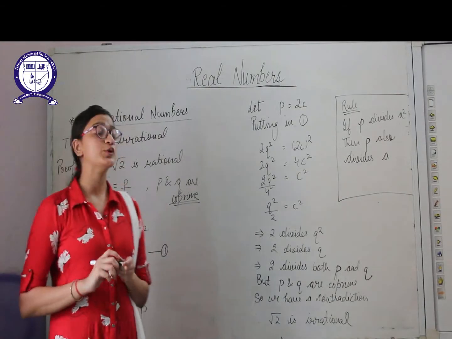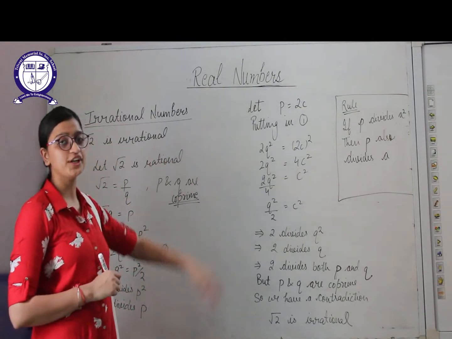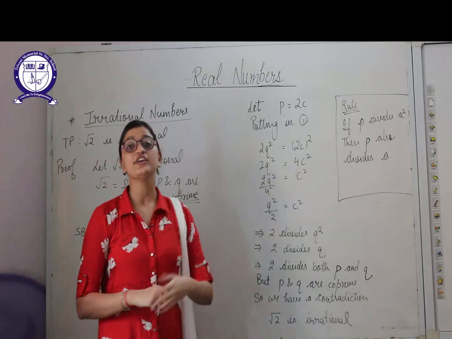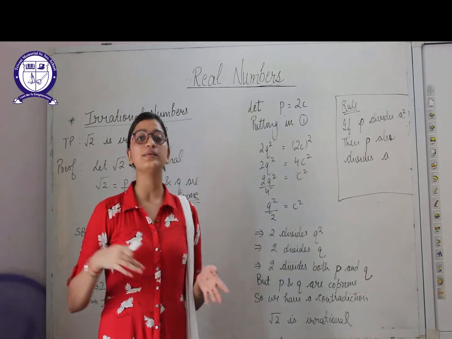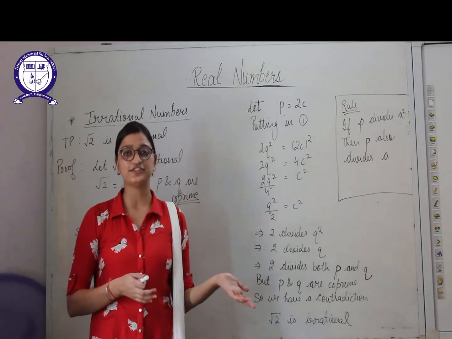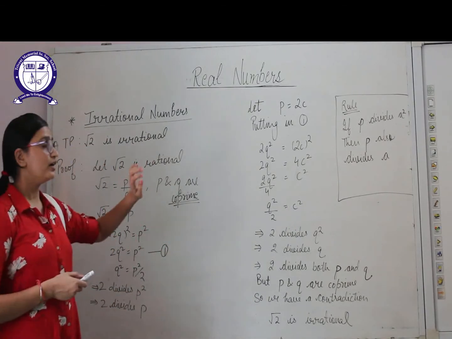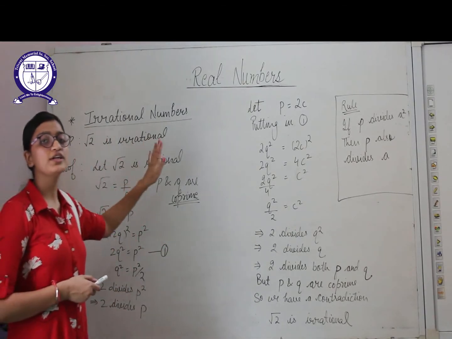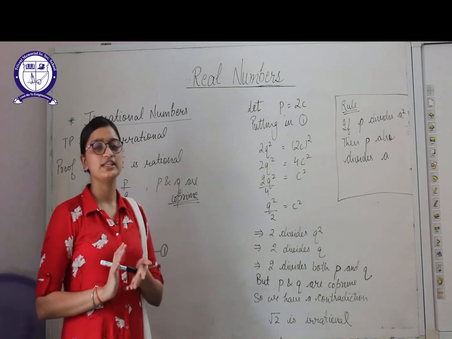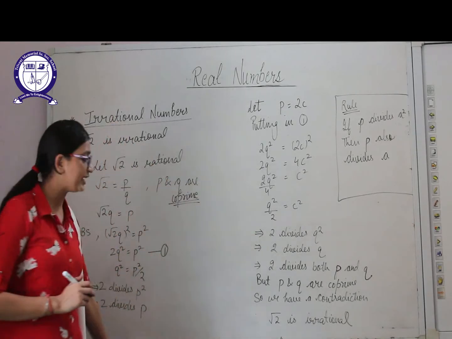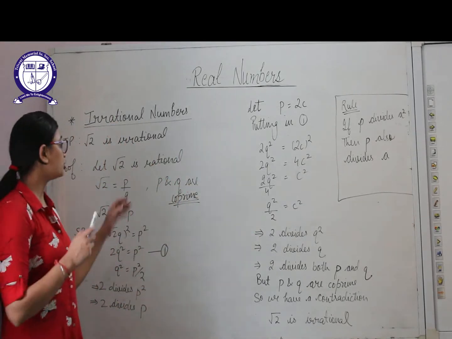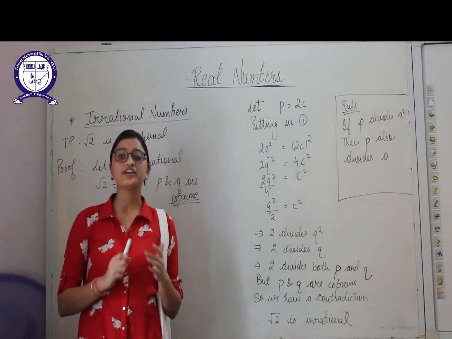So now coming to our next topic, that is irrational numbers. In this exercise we are going to prove whether a number is irrational or rational. Taking a very simple example of root 2, we need to prove that root 2 is irrational. We know that root 2 is irrational, but we will be writing a proof for it. And to do that, we will be using the contradiction method.